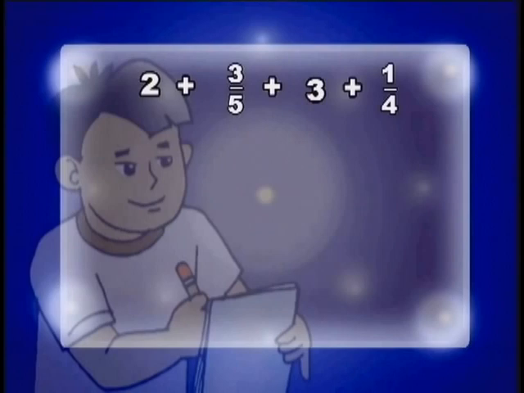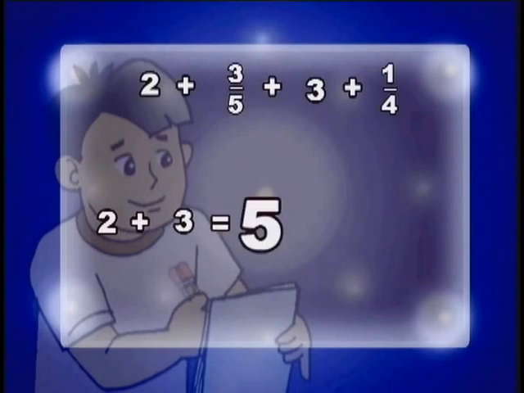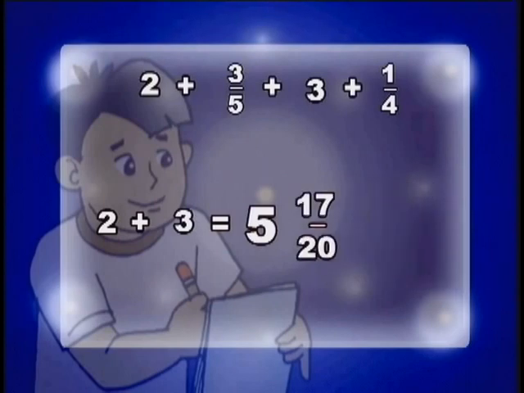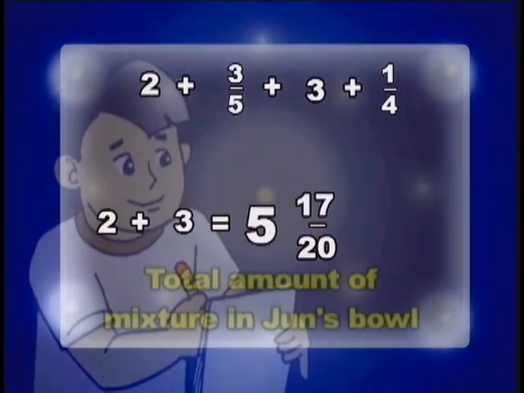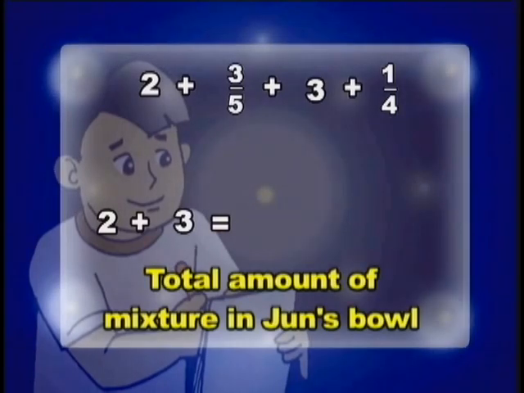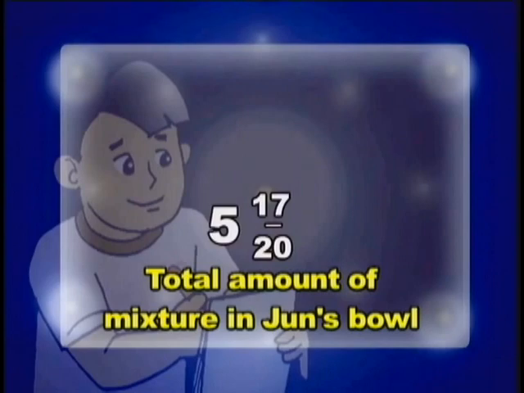Next, he added the whole numbers in his original equation. 2 plus 3 equals 5. Adding the sum of the whole numbers with the sum of the fractions he got earlier, the total amount of mixture in June's bowl is therefore 5 and 17/20 cups. "Very good," said his mother.